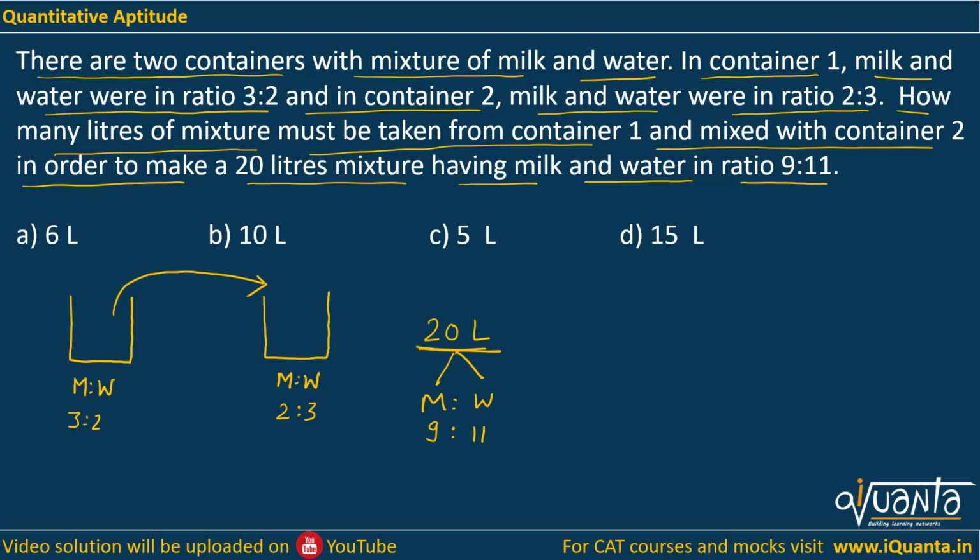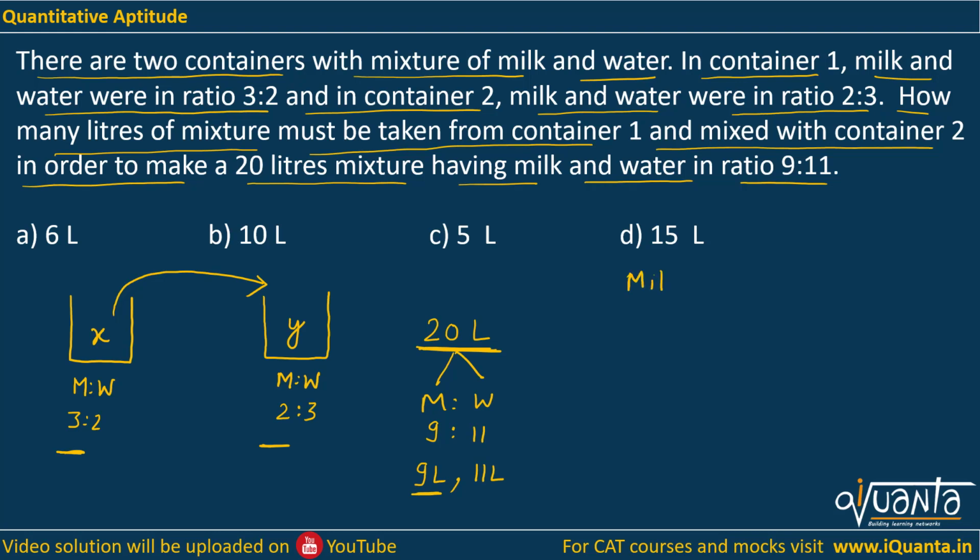So the total mixture should be 20 liters. Milk and water must be in ratio 9:11. So I can say that milk should be 9 liters and water should be 11 liters. So if I mix milk from container 1 and container 2, I must get 9 liters of milk. Now since we do not know the exact quantity of mixture in container 1 and 2, let me assume that we have x liters of mixture in container 1 and y liters of mixture in container 2.